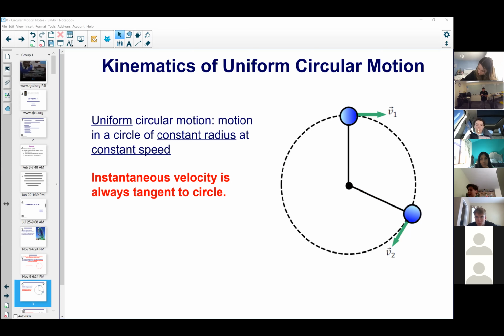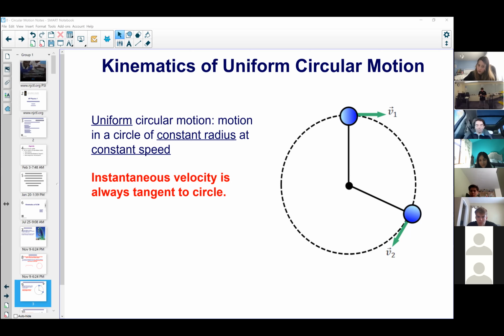We also need to keep it at a constant speed. So again, if we were doing an experiment, we could change the speed from trial to trial, but to analyze it, it needs to be at a given constant speed for all the math to work out.